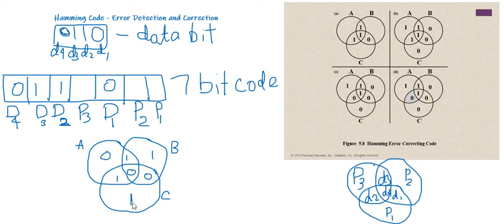So this is your P1, this is your P2 and P3. So P1, P2, P3. So now you have been given 4-bit data. The question gave you the data bits. Now you find out the 7-bit code word. In this way you can easily find out the 7-bit code word.